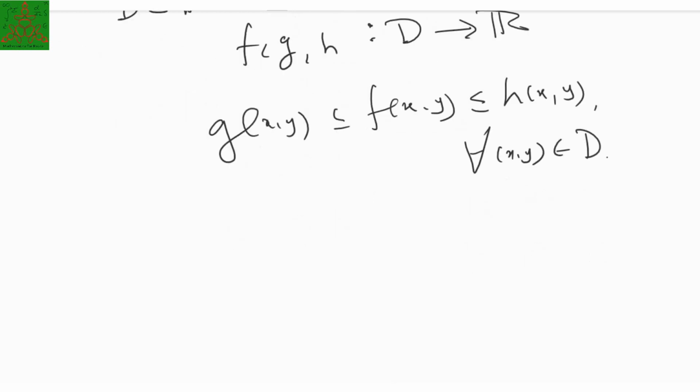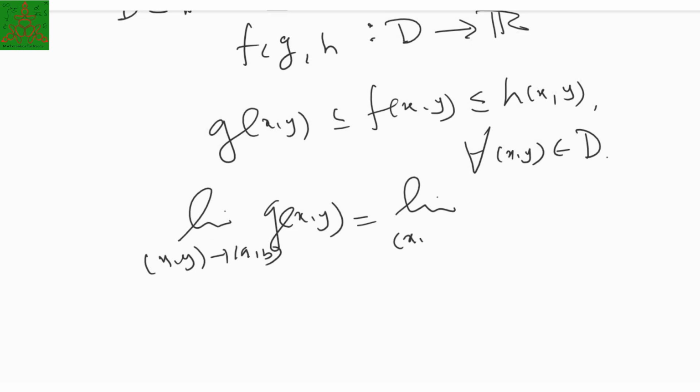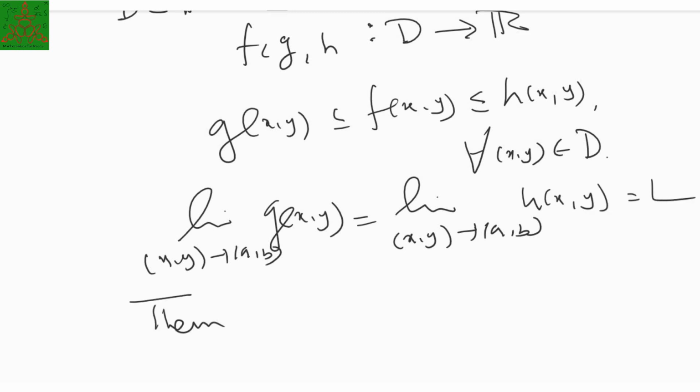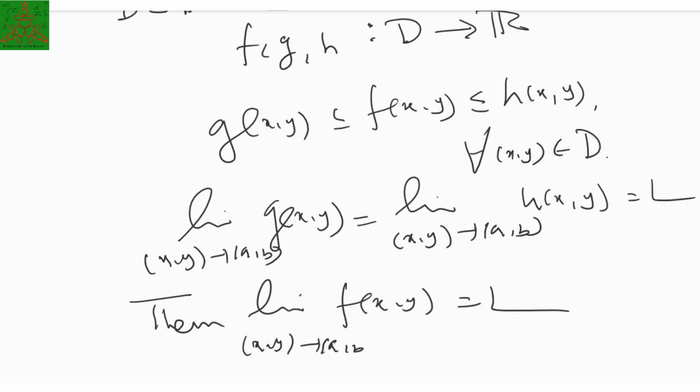And if the limit of g of (x,y) as (x,y) tends to (a,b) is equal to the limit of h of (x,y) as (x,y) tends to (a,b), which is L, then we can say that the limit of f of (x,y) is also L as (x,y) tends to (a,b). That is, if the limit of the lower function and the limit of the upper function are L, then the limit of the middle function is also L. So that is the sandwich theorem that you probably know.